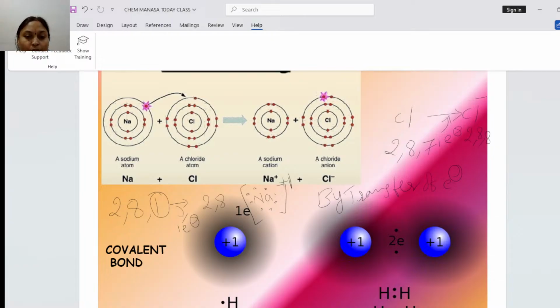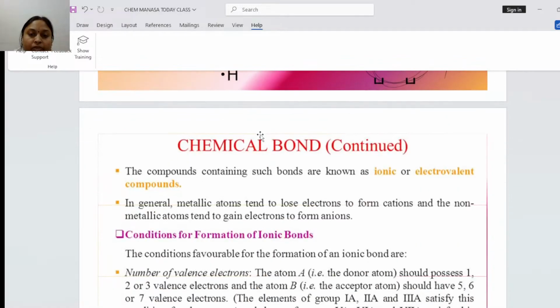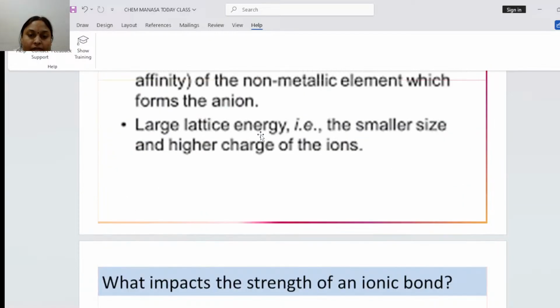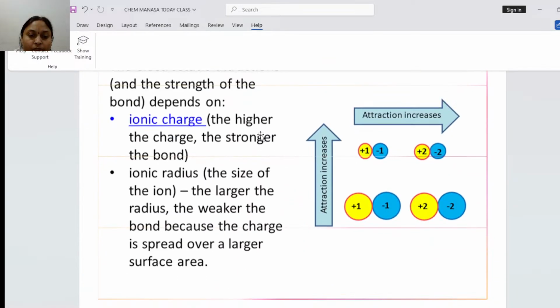When it comes to covalent compounds, sharing of electrons takes place, clearly represented here also. Sharing of electrons, there is no ion formation. Here ions will be formed. So let me go further. These are the conditions. These are not necessary for you, so just skip that one.